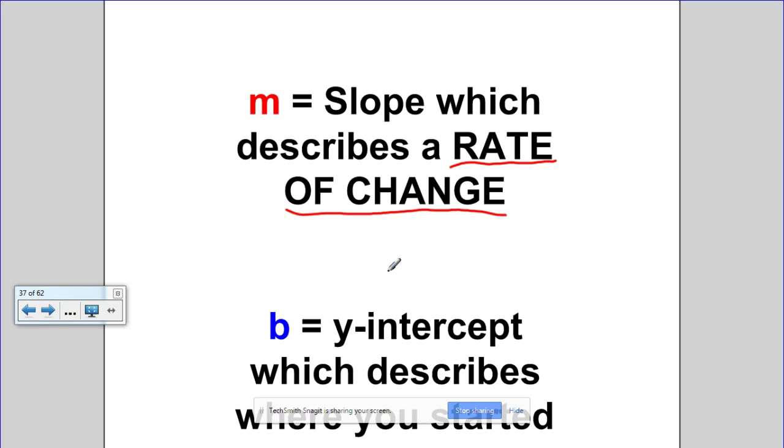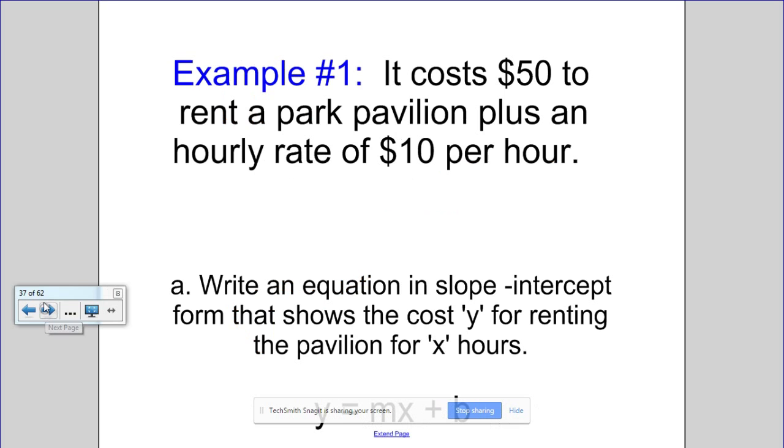Basically, there's going to be two numbers in each problem. One is going to be the rate of change, and we're going to call that the slope. And the other one is going to be the y-intercept, or where the word problem starts. Let's get an example. This will probably make a little more sense.